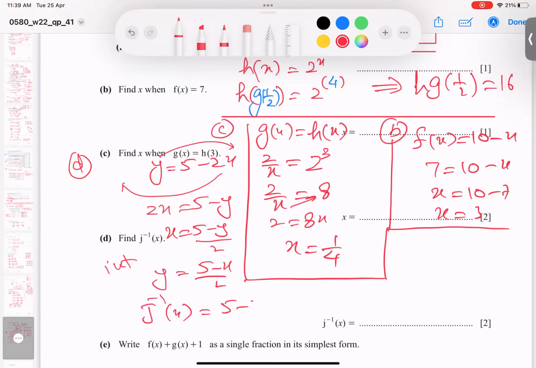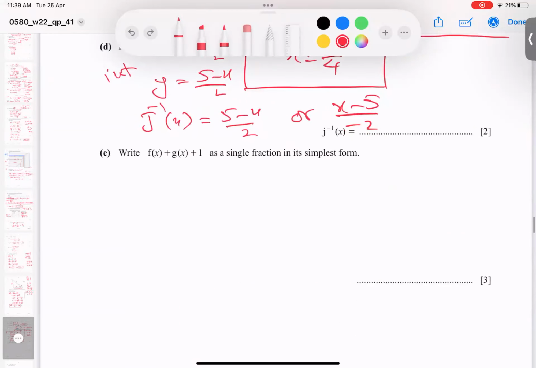But I want to tell you one more thing. If you get this answer, or some students get this answer, both are the same, because they never bring 2x to the other side. They bring 5 to the other side. Not wrong at all. Both are correct. Let's go for the last part of this question.